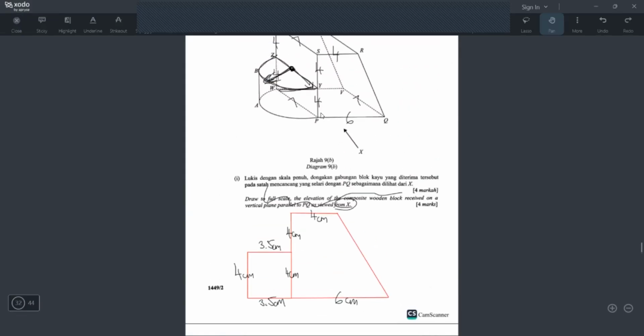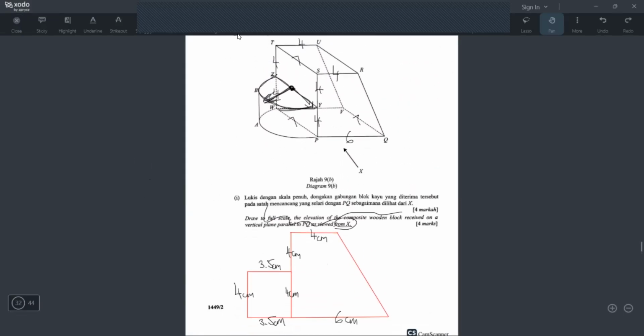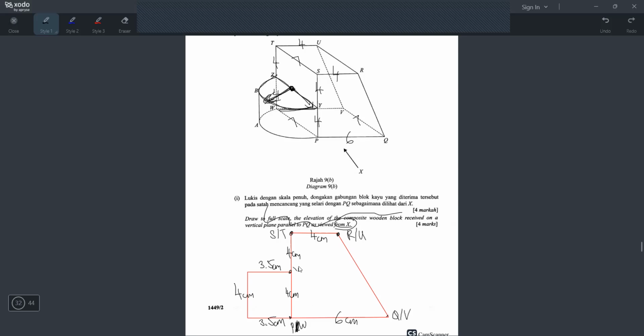Now we have to label the vertices. What do you think this corner will be? It will be this one, S. But if you look closely, there is a point behind S, which is T, so ST. And then this one will be RU. And then this one will be QV, because V is behind Q. And then PW. And then this one is Y, and Z is behind it, so Y slash Z. And then this one is just A, I think, and this one is just B.